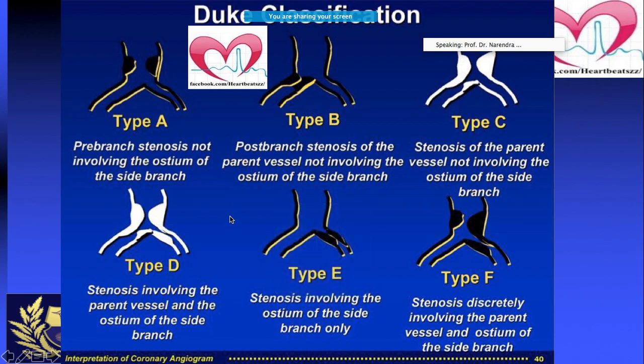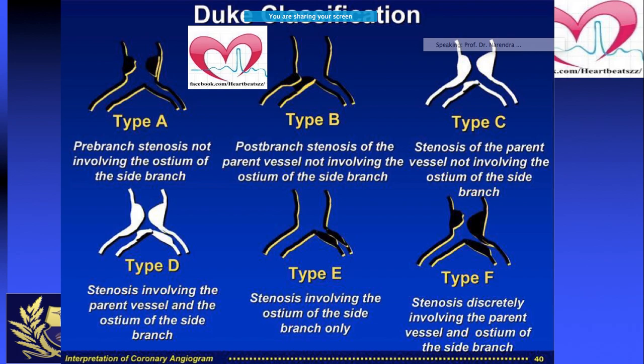So what I was telling was about the Duke classification. I think you all have heard about Duke classification or not. I hope you all are able to see the figures over here. These figures are the different types of the classification. So it is type A, type B, type C, type D, E, and F. Earlier it was about numbers, which was 1, 2, 3, 4. Now it has been alphabetically divided into A, B, C, D, E, F types.